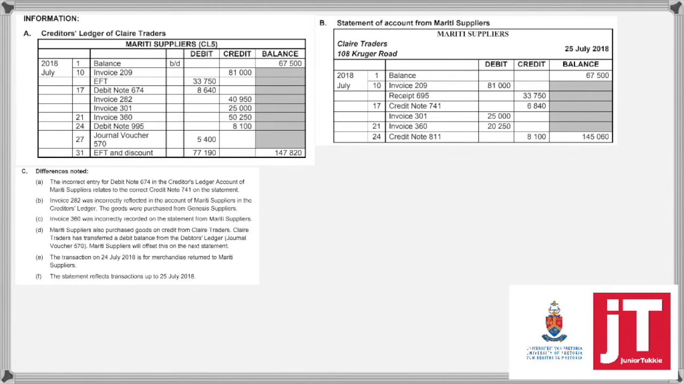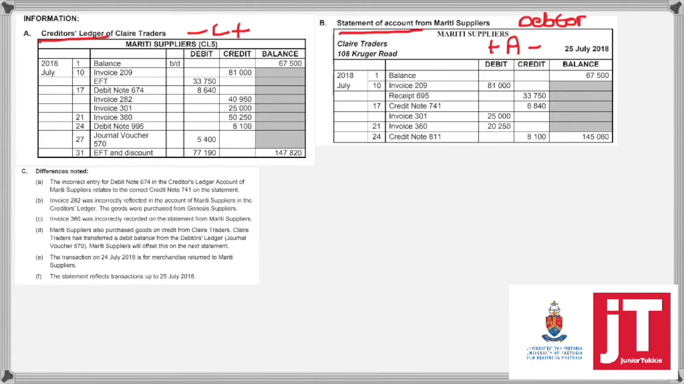So looking at the information provided, the creditor's ledger of Claire Traders, the statement of account from Mariti suppliers, and then the differences that were noted. So if the information is given to you in this way, I would advise, to make it easy for yourself and so that you don't get confused, indicate creditor's ledger, Mariti suppliers means we are buying from them. It's a liability, so all the transactions on the debit side is minus. All the transactions on the credit side is plus.